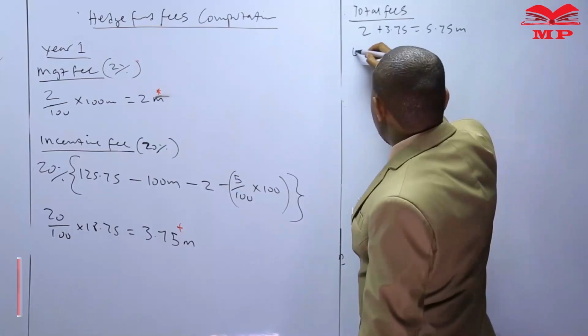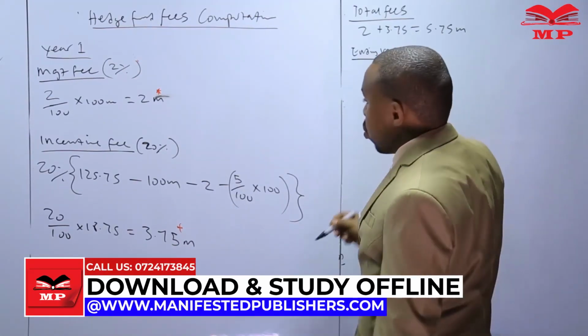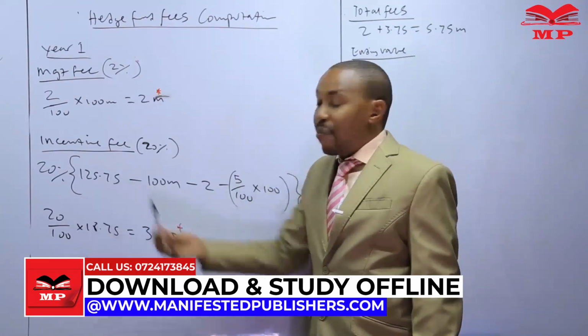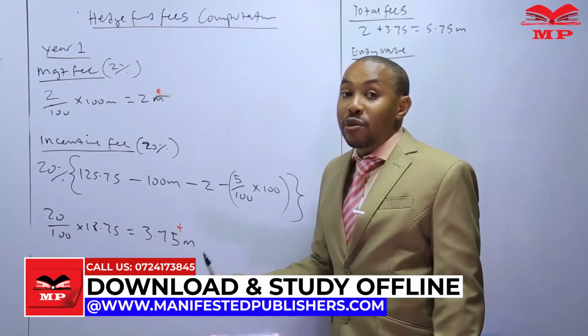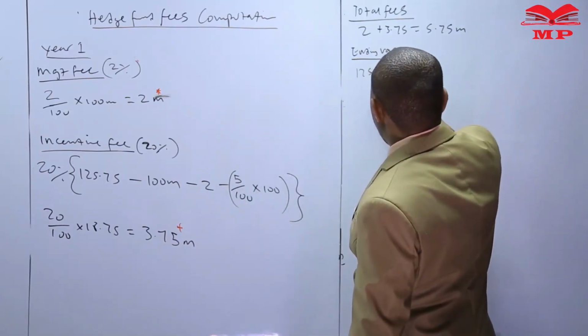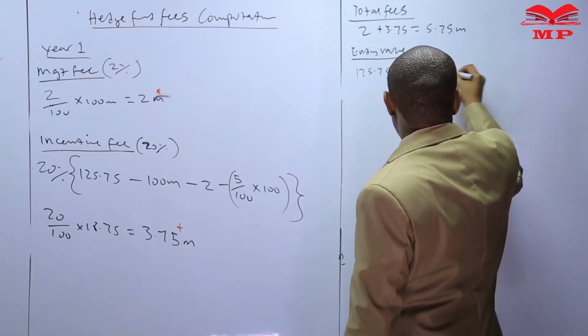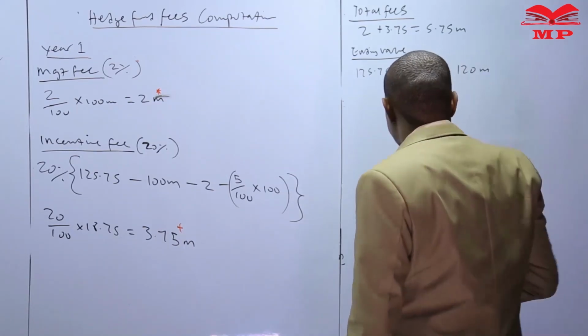So, ending value, yes, we had initially been given 125.75 at the end of year 1, but we need to net the fees there. So it's 125.75 minus these total fees, 5.75, you get 120 million.